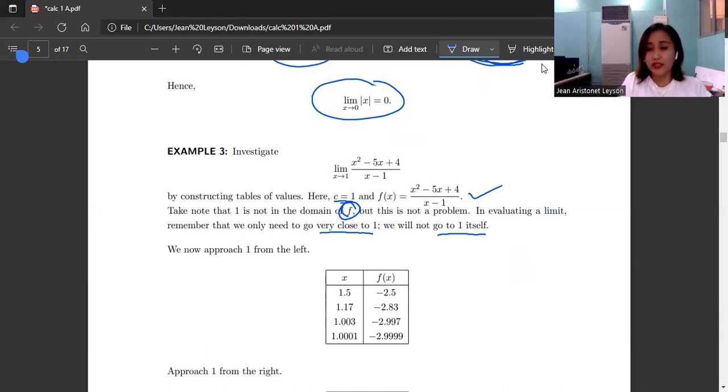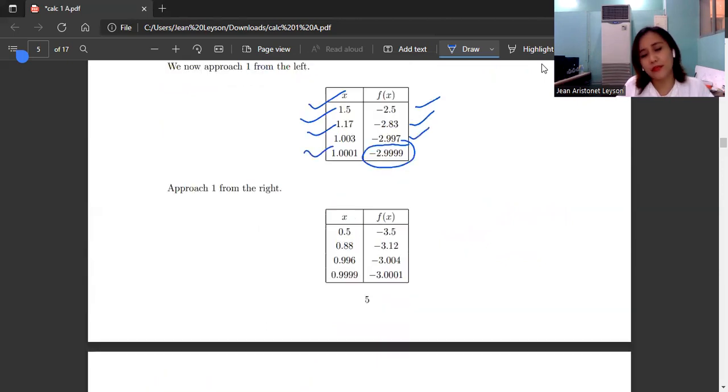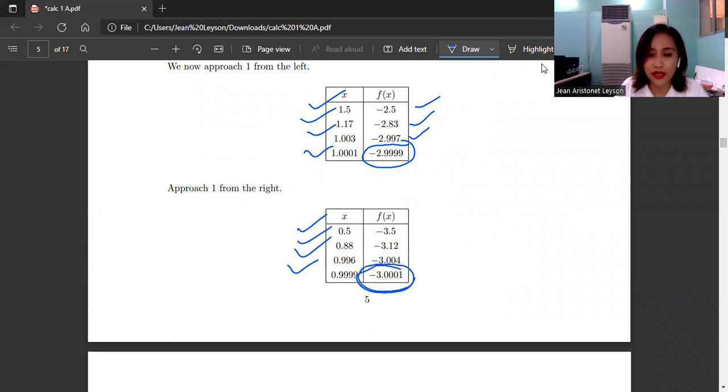So from the left of 1, in choosing values in the table of values, it's random. You can choose any value as long as it's close to c. Then substituting those values to our function, we will get the following values. So that's from the left side. Now from the right, we have 0.5, 0.88, 0.996, 0.9999. Again, it's your choice as to what values you will be using. Then substitute to the given function. You can use your calculators in doing so. And in the end, we will arrive with this value and try to compare.